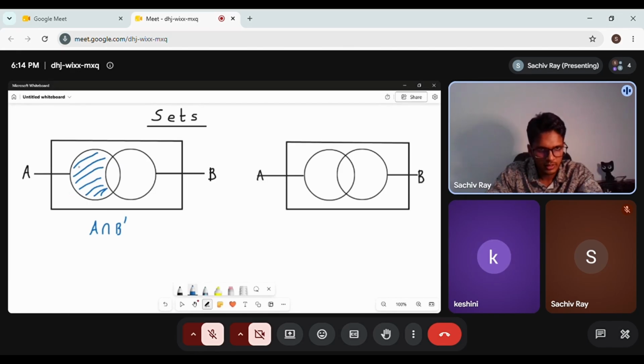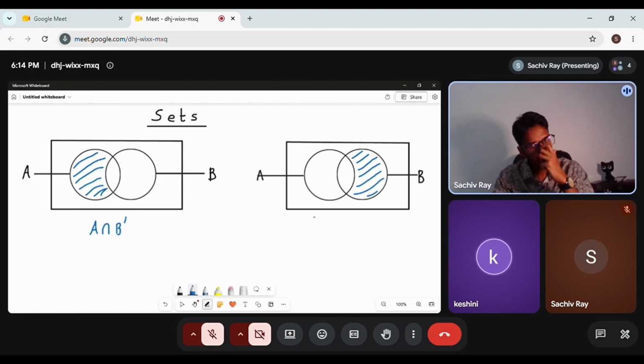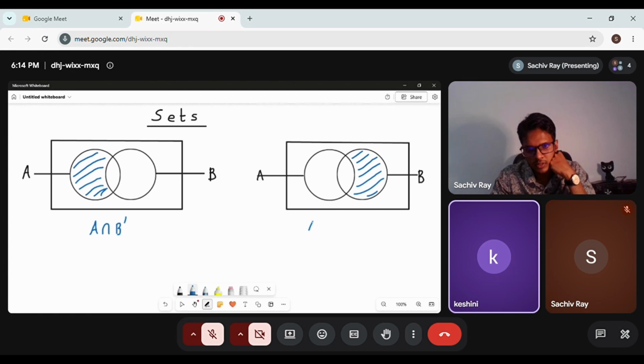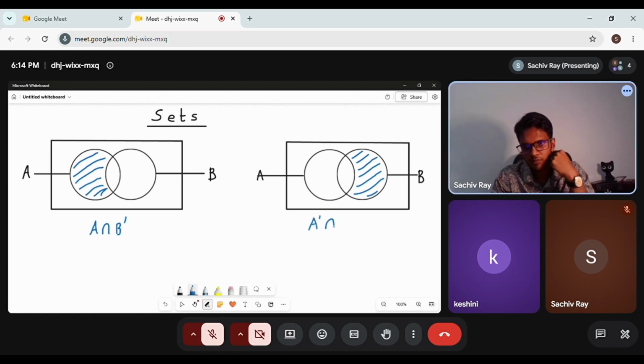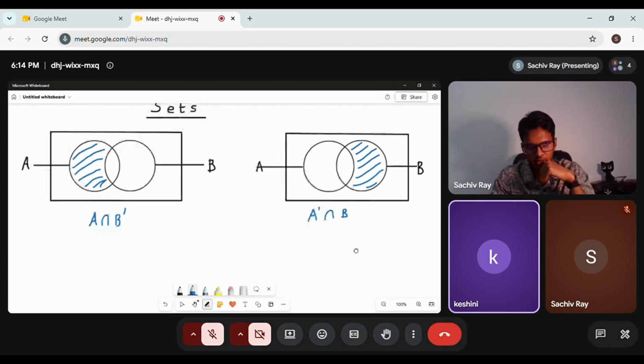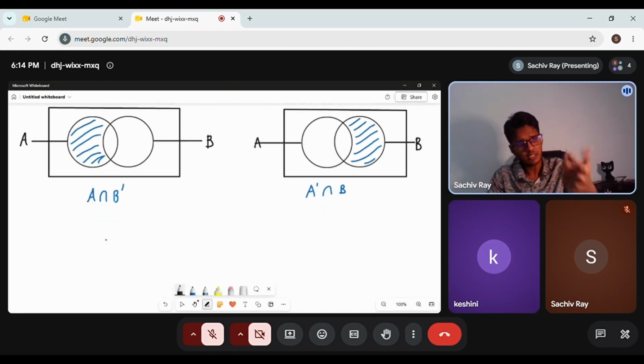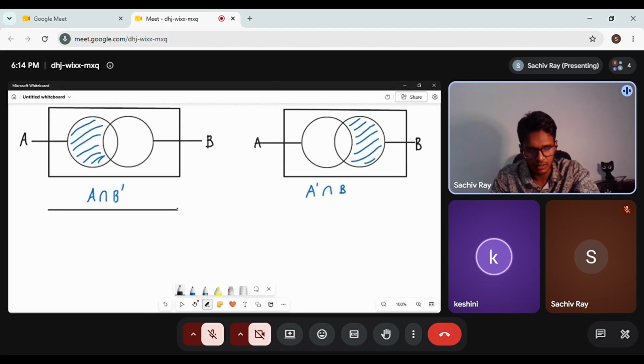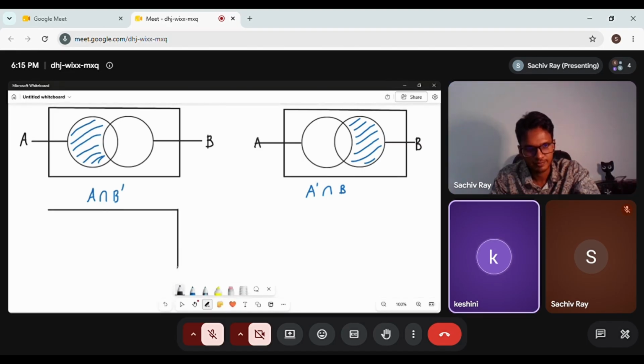Yes. If only one side of it is colored, right? So yeah. Okay. So that's clear. What if I color this part? How can you write that? A complement intersection B, right? Right. Okay. Now let's take a look at another set, right? You know this, but if you look at it together, you can get an idea, right? Okay.